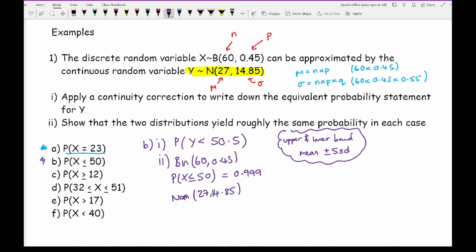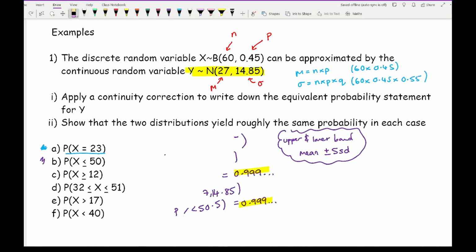And then if I do a normal distribution with the parameters of 27 and 14.85, and I want to work out the probability that x is less than 50, then again, what I need is 50.5, I should say. So I'm going to enter those values in and I should end up with an answer of 0.99 as well. And again, you can see that those two answers are practically the same.